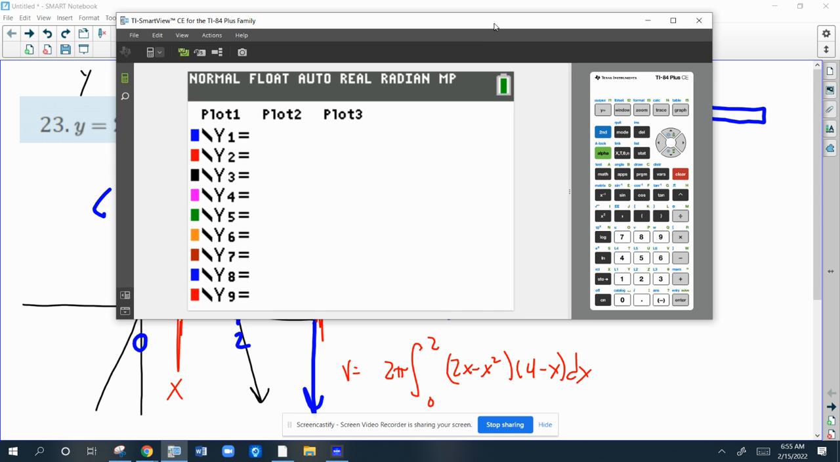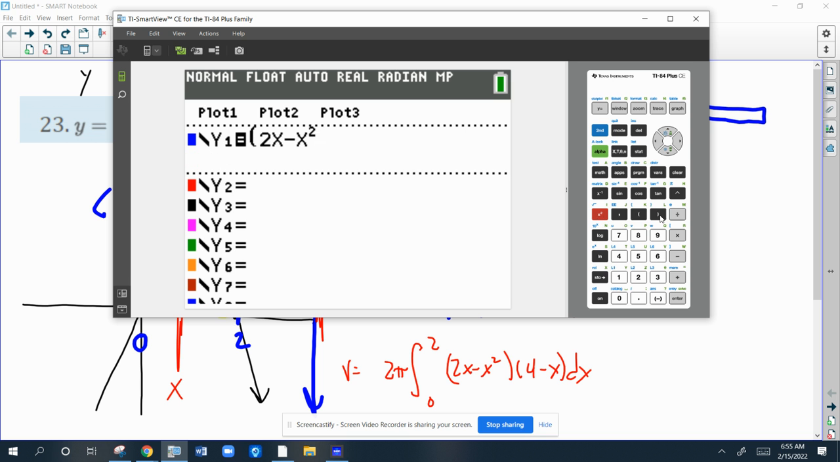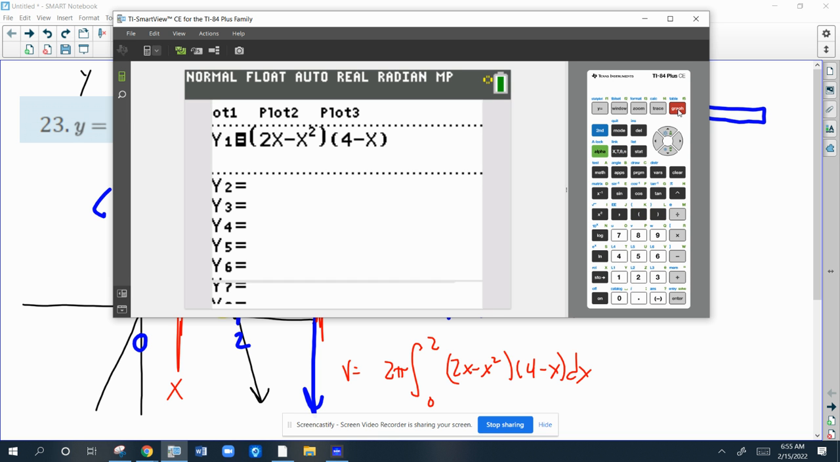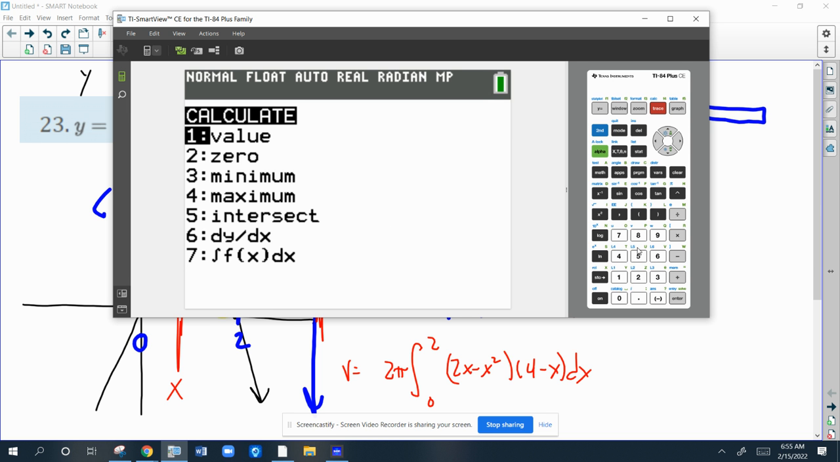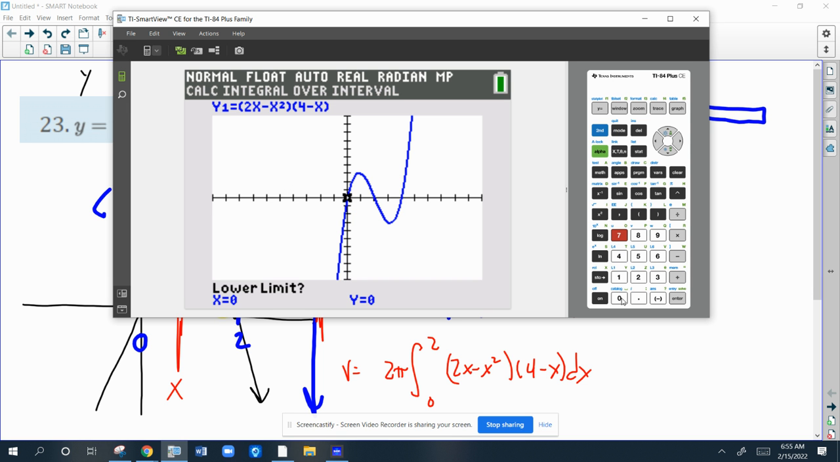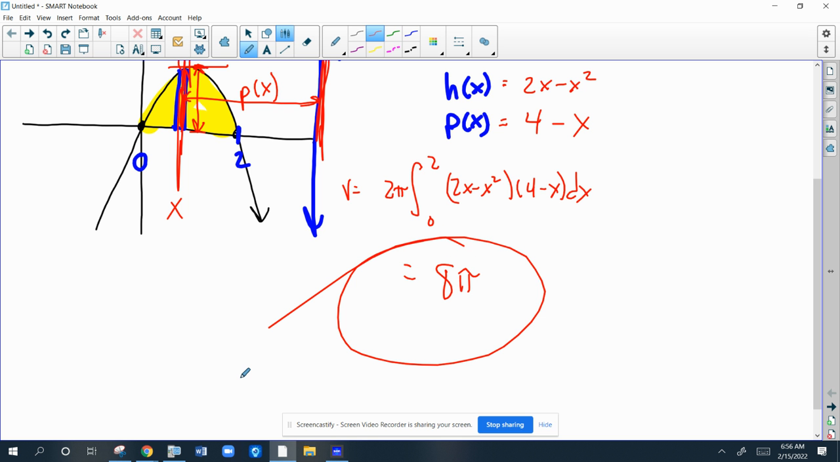So let's type it in. We have 2x minus x squared, four minus x. And we're going to integrate that from 0 to 2. And I get 4. Now let's not forget there's a 2 pi out in front of that, so this integral is 4, the volume is 8 pi. And that's the shell method for you.